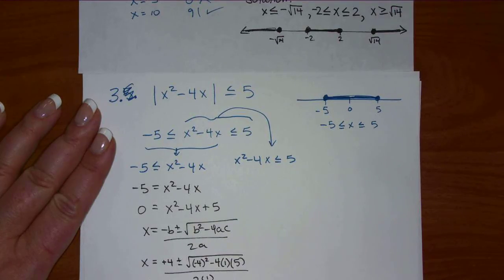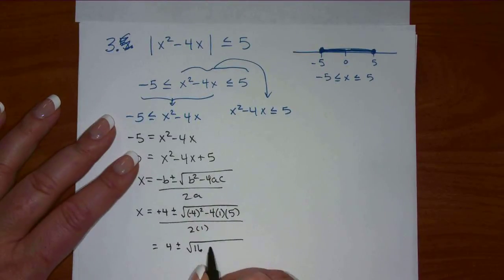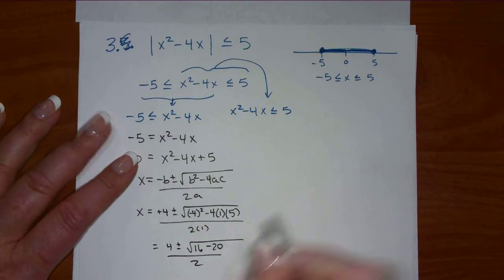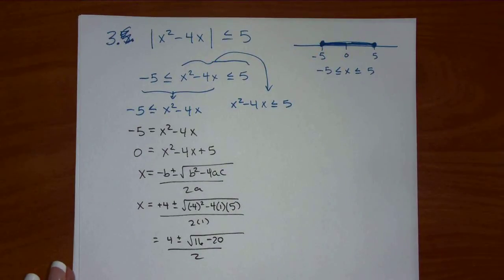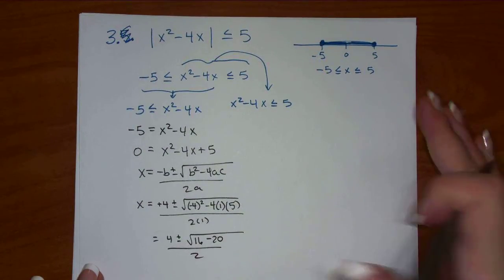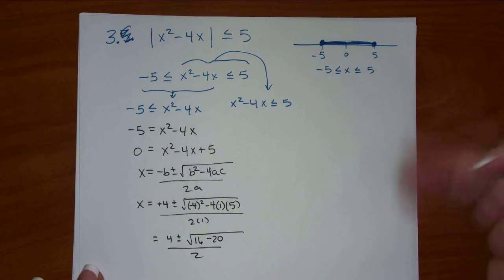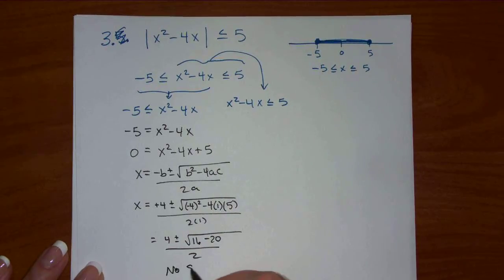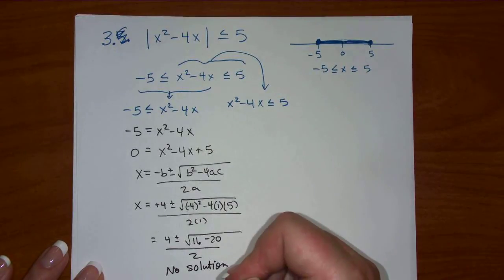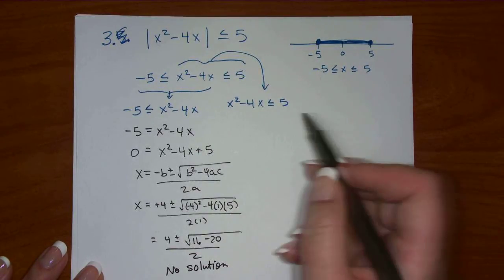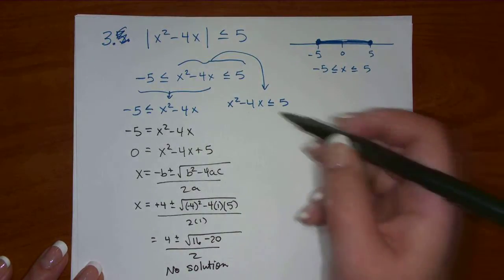Does it work or not work? Do we get a negative under the square root? Yeah, so no solution. That's because there's a negative under the square root. So that didn't contribute anything to our number line. And this one's either going to give us 2 numbers or it won't.